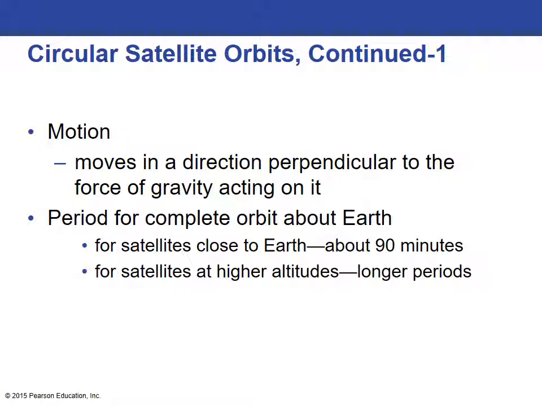Remember that motion is moving in a direction, circular motion is moving in a direction perpendicular to the centripetal force, which is the force of gravity. The period is the time that it takes for a satellite to go around the Earth. Could be 90 minutes for the things that are closer, could be longer for higher altitudes. So that depends on its radius, its distance from the center. And we'll be reviewing what we learned about circular motion as we talk about satellites.